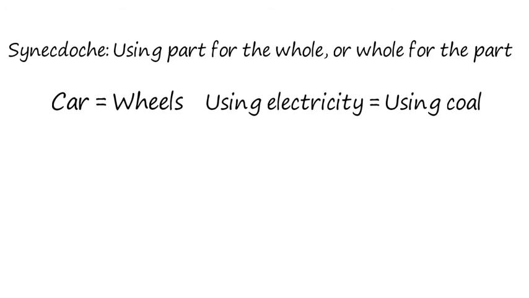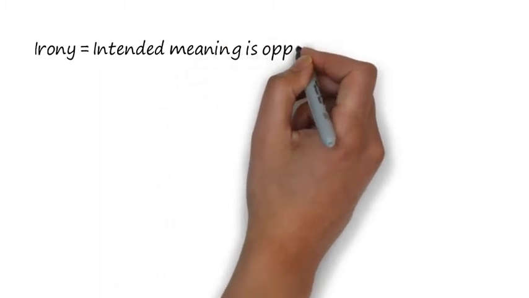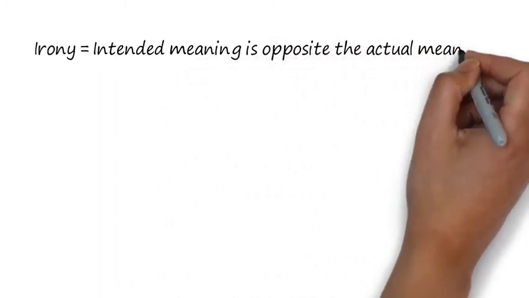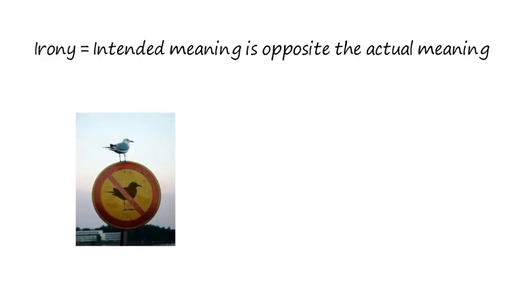The last major trope is irony, and this has a confusing role in debate. Irony is hard to define, but a common, yet overly simplistic definition is that irony is when the intended meaning of your words is opposite of their actual meaning. For instance, if there was a no smoking sign inside a tobacco shop, that would be ironic.